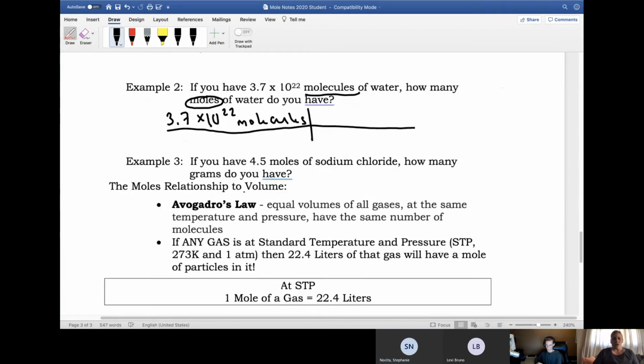But this time, because I have molecules on the top, I need molecules on the bottom. And I need to put 1 mole on the top. So I'm going to go 1 mole over 6.02 times 10 to the 23rd molecules. Now, molecules cancel. I'm left with moles, which is what they're asking for. You multiply the numbers across the top and then hit your equal sign and then divide by the numbers on the bottom. So I'm going to go 3.7 times 10 to the 22nd divided by 6.02 times 10 to the 23rd. Can you please do that one and see if you get that answer?